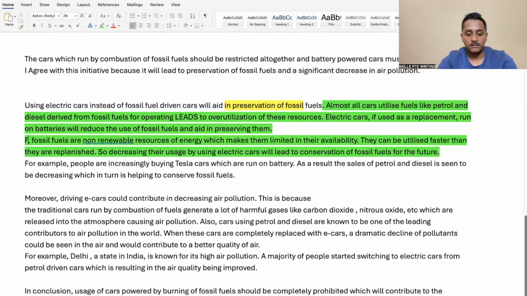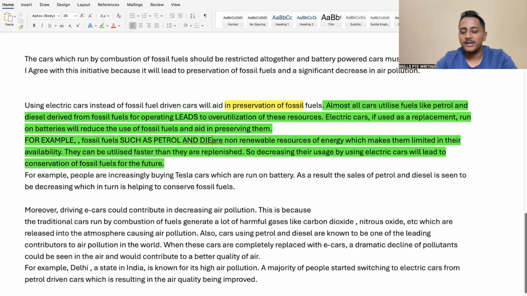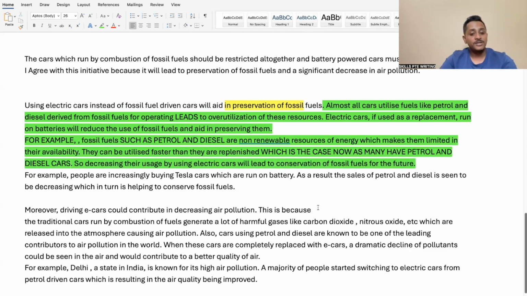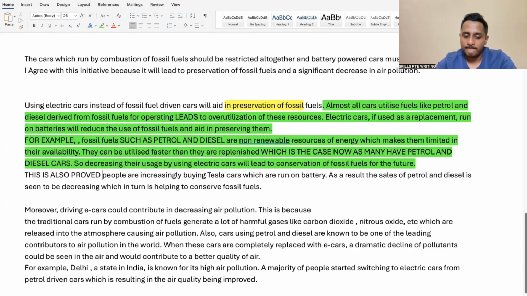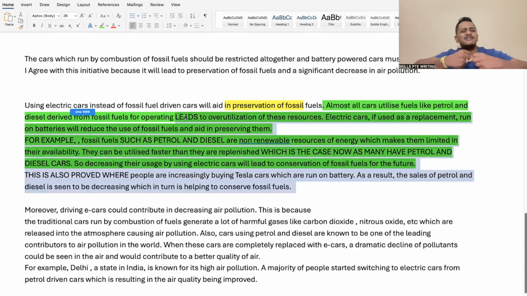Correct. So here, for example, fossil fuels such as petrol and diesel are non-renewable, which makes them limited, which is the case now, as many have petrol and diesel cars. So by decreasing their usage will lead to conservation of fossil fuels. This is also proved, where people are increasingly buying Tesla cars which run on battery. As a result, the sales of petrol and diesel is seen to be decreasing, which in turn is helping to conserve fossil fuels. Very nicely written, just that stretched a bit.